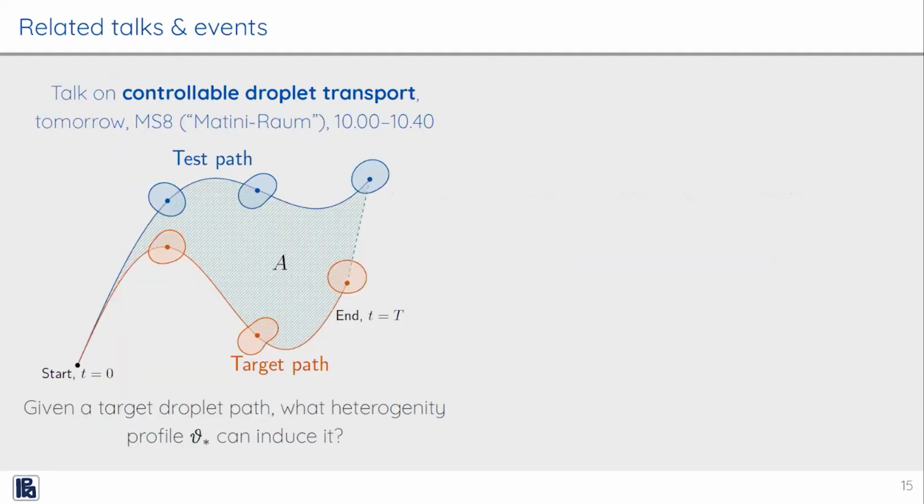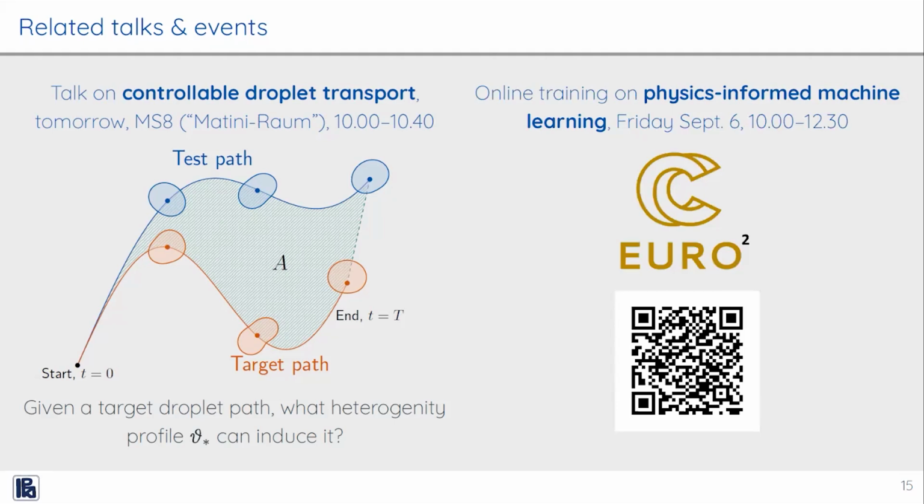And a last comment, there will be a talk tomorrow on controllable droplet transport, where we try to solve an inverse design problem. We try to tune the heterogeneity so that we get a specific droplet path using these types of workflows. And there is another online training event for physics-informed machine learning at the Cyprus Institute, where whoever wants can participate.